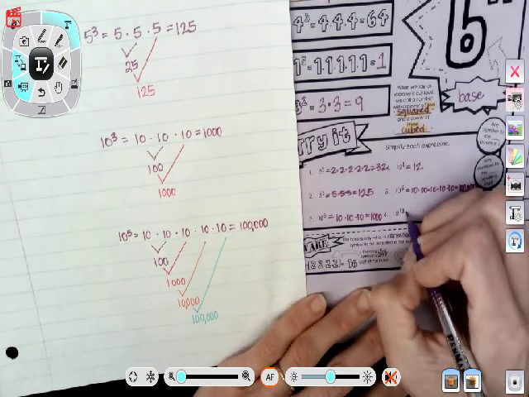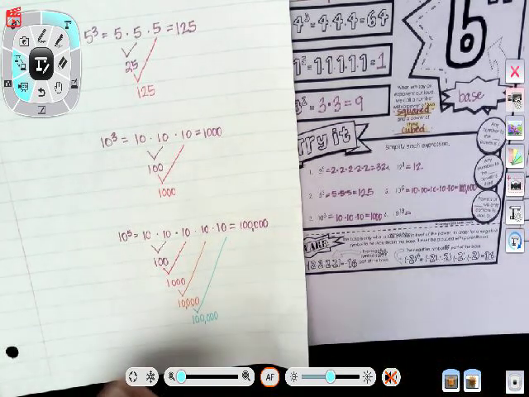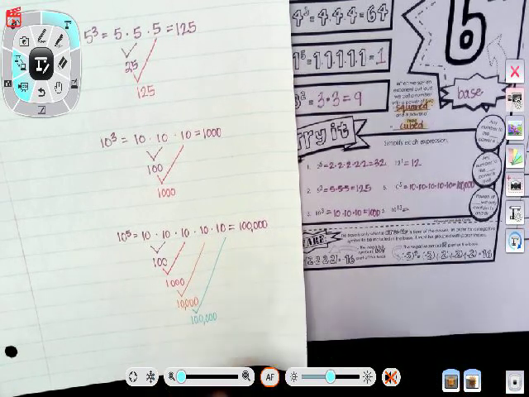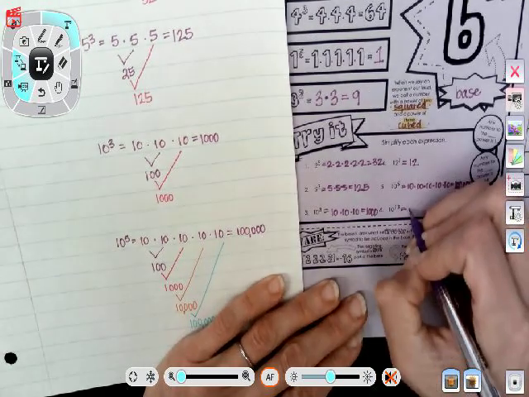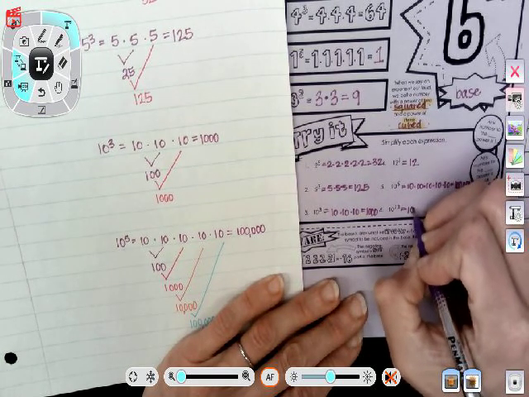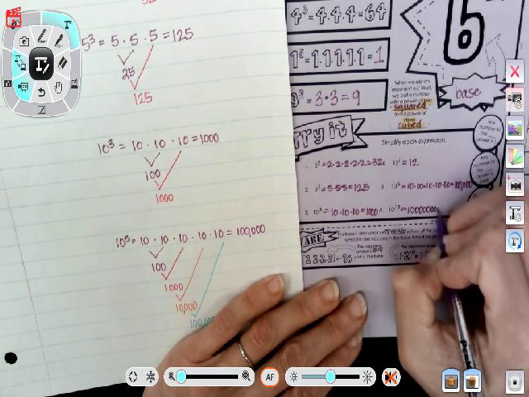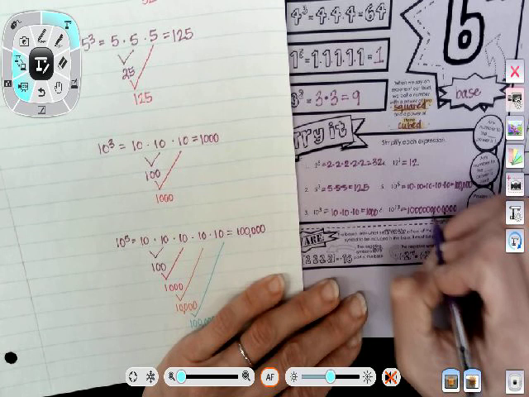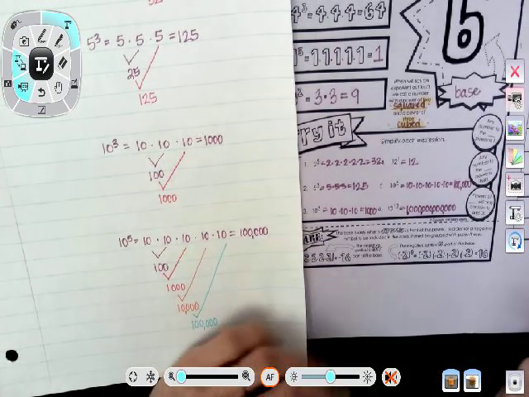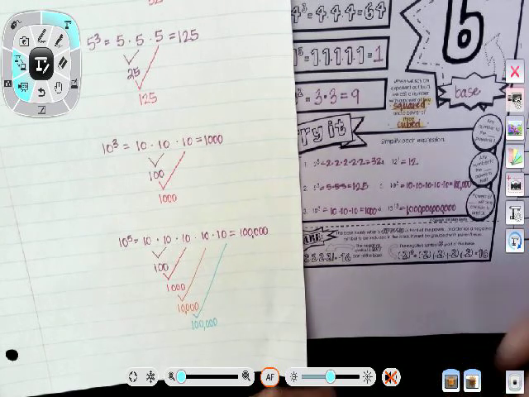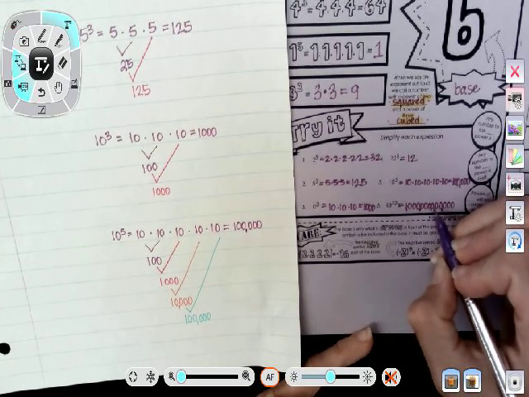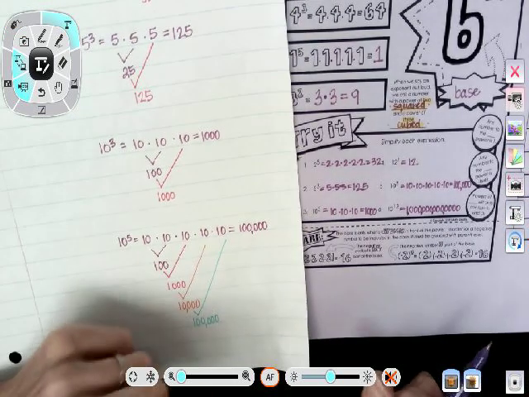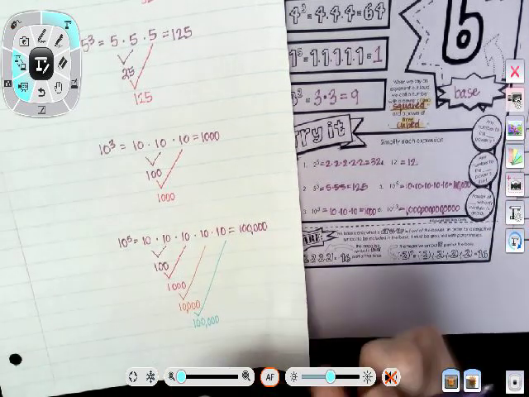10 to the 13th power. I'm wondering if you can follow the pattern. 10 to the third had 3 zeros. 10 to the fifth had 5 zeros. That means 10 to the 13th is going to have 13 zeros. So 1, 2, 3, 4, 5, 6, 7, 8, 9, 10, 11, 12, 13. That rule only works with tens, guys. 1, 2, 3, 4, 5, 6, 7, 8, 9, 10, 11, 12, 13 zeros. There we go. Let's go over here to some rules we may have discovered.